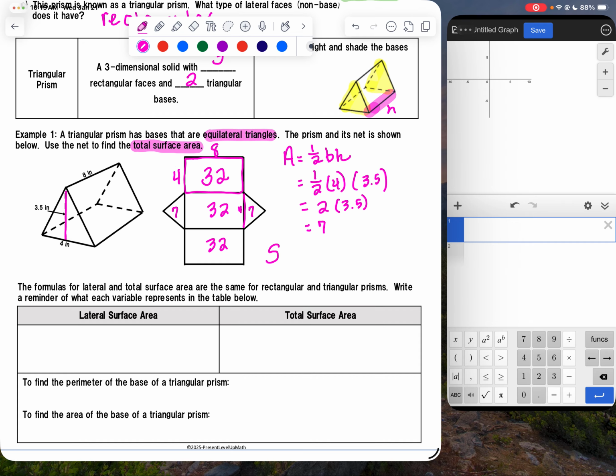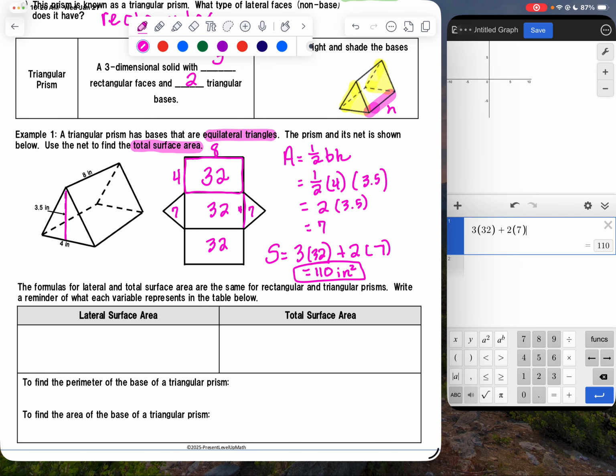So to get the total surface area, I could just take 3 times 32, since there's 3 of those regions, plus 2 times 7. I wrote 14 by mistake; I meant to put 7 there. So that would be 110 square inches. And let me go back and correct this. Correct it in your notes. This should have been 7.